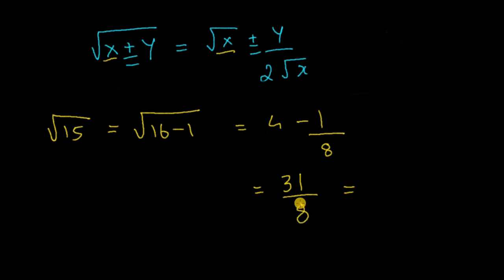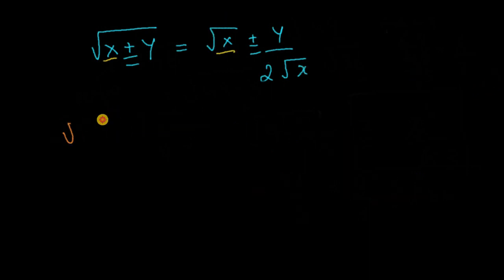On further simplification, you're going to get it as 3.87. Now remember, if you want to master this formula, you will have to keep practicing, and I'm sure that finding the square root of any non-perfect square will be really simple to you. So let us take another example.